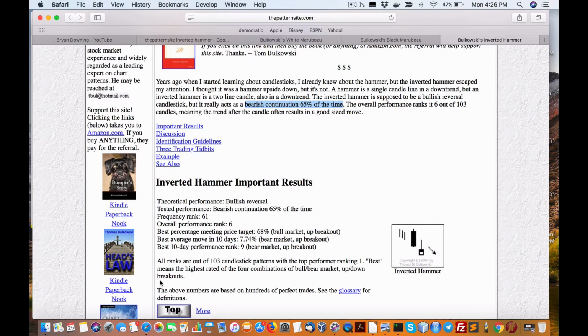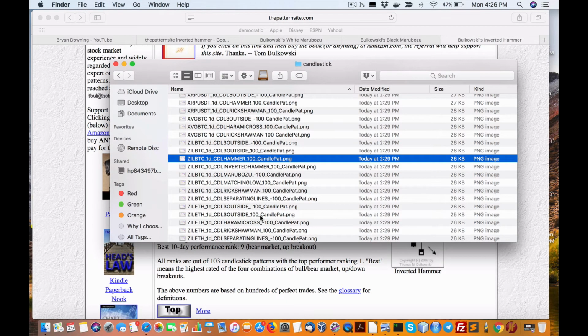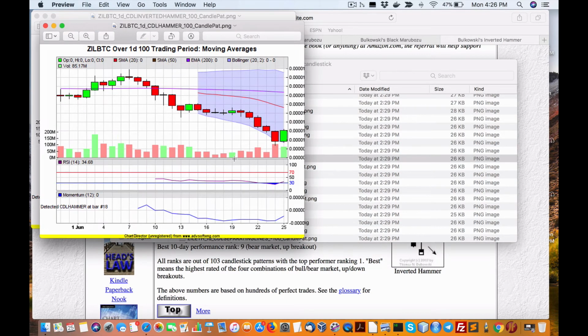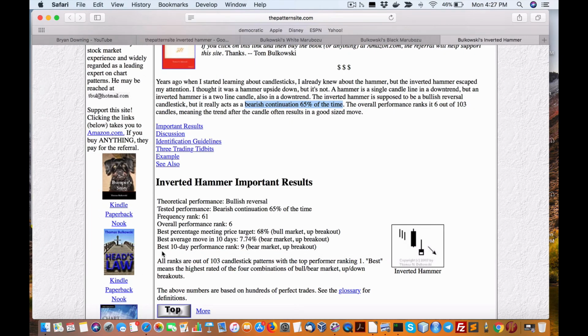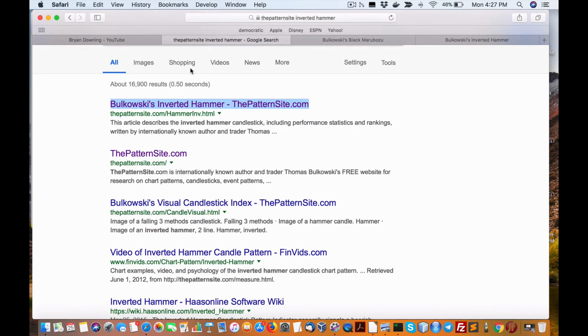Okay, so now we have a hammer. That is a bull, and that is bar 18. So if I go 1, 2, 3, 4, 5, 6, 7, 8, 9, 10, 11, 12, 13, 14, 15, 16, 17, 18. So now we go looking for a hammer.